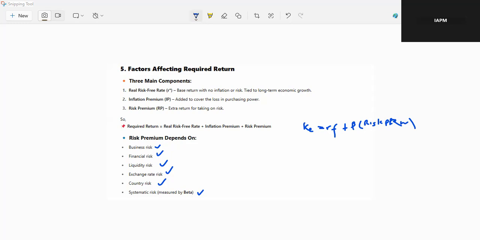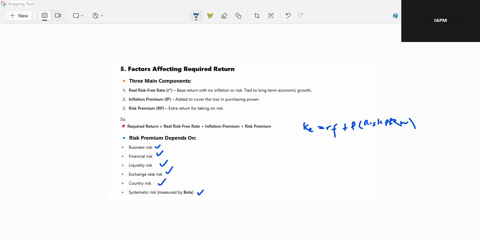Exchange rate risk is simply the risk that affects investments exposed to foreign currencies. So these fluctuations in forex or foreign currency may affect your returns, especially in multinational firms or foreign investors. So we also have country risk, which is simply risk that includes political, economic, regulatory risk in investing in a particular country. So these risks, for instance, tend to be higher in countries that have instability. We also have systematic risk, which is measured by beta, which refers to a market-wide risk that cannot be diversified, like inflation, recessions. They are measured by beta.